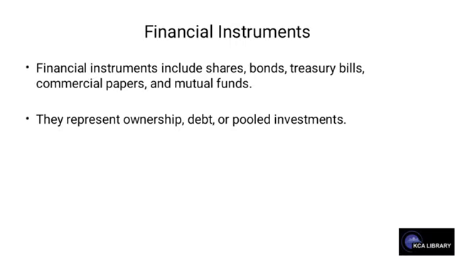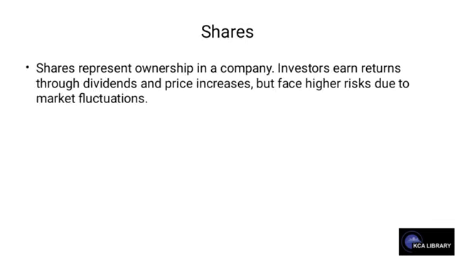Let's look at financial instruments. Financial instruments include shares, bonds, treasury bills, commercial paper, and mutual funds. They represent ownership, debt, or pooled investment. Let's look at the first one, which is shares. What is a share? A share represents ownership in a company. Investors, like shareholders, earn returns through dividends and price increase, but face higher risk due to market fluctuations.